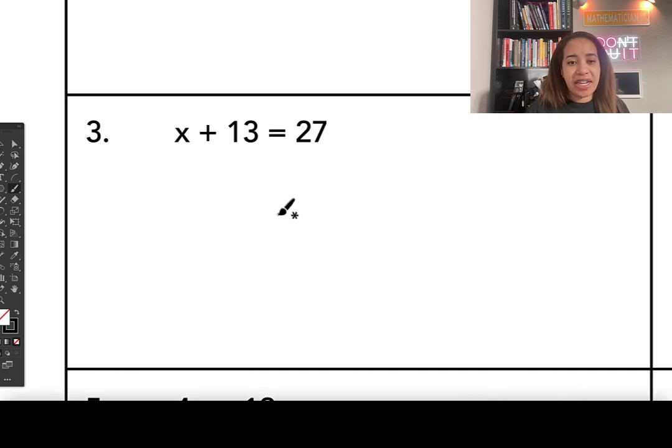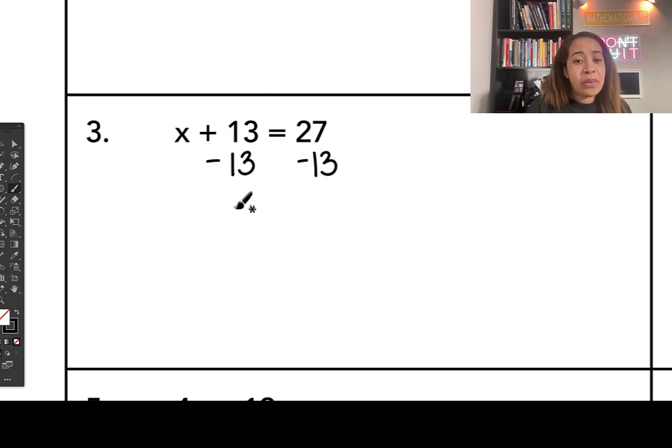Here is number 3. So we always pay attention to the operation that we see. And in number 3, we see addition. We always do the opposite operation to both sides of the equal sign. The opposite of addition is subtraction. So we subtract 13 from the left side, and we subtract 13 from the right side of the equal sign. That cancels the 13s, and so we will have x all by itself on the left side, and on the right side, 27 minus 13 gives us 14.